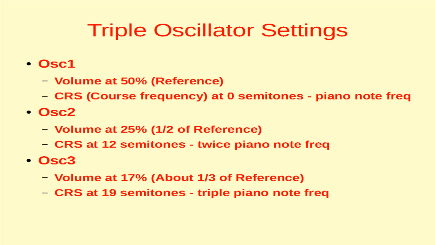We set oscillator 1 volume at 50%, we set oscillator 2 volume at 25%, 1/2 of 50%, oscillator 3 volume at 17%, which is 1/3 of 50%. For the frequency, CRS of oscillator 1 is set at 0, CRS of oscillator 2 is set at 12 semitones, double the base frequency, and CRS of oscillator 3 is set at 19 semitones, triple the base frequency.